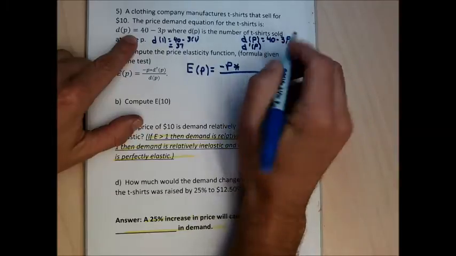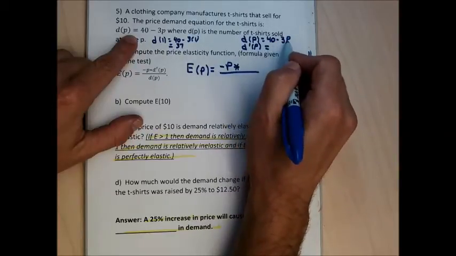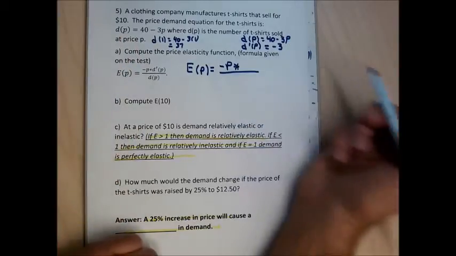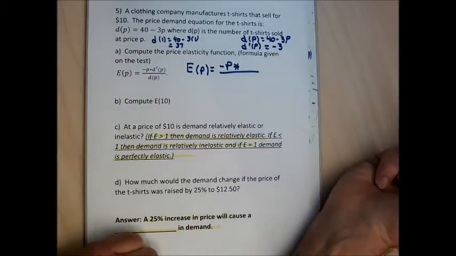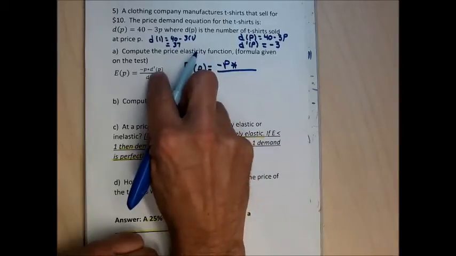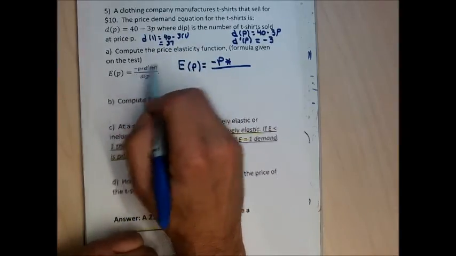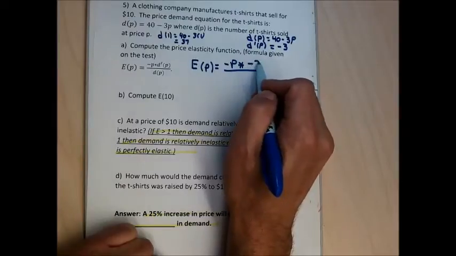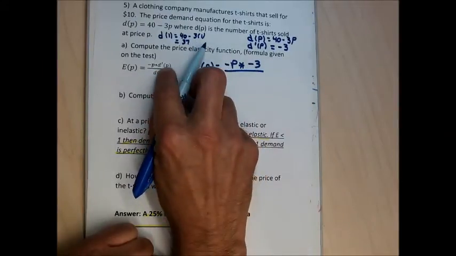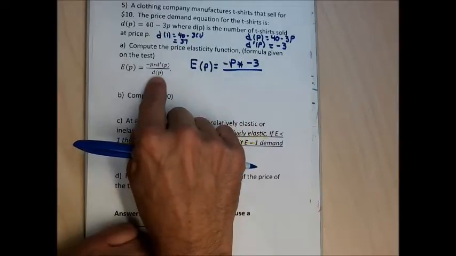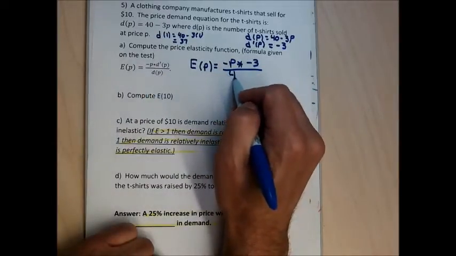The derivative of 40 is 0. The derivative of minus 3p is minus 3. The derivative of the price-demand function is negative 3. That's what I'm going to put in the numerator next to the negative p. So the negative p came from the formula, and then the negative 3 came from the derivative of the demand function. And then in the denominator, you get that price-demand function, 40 minus 3p.